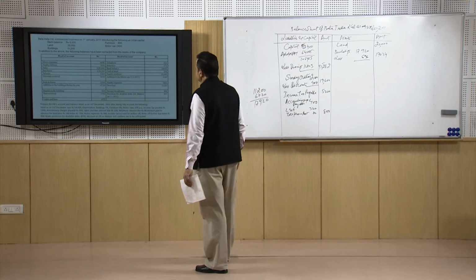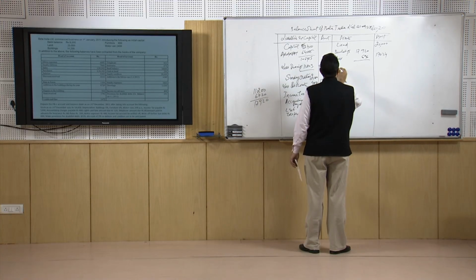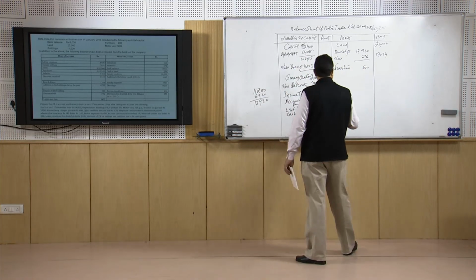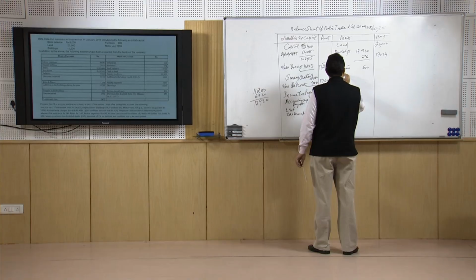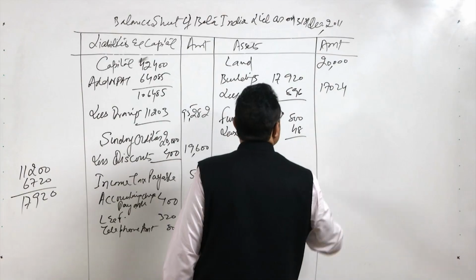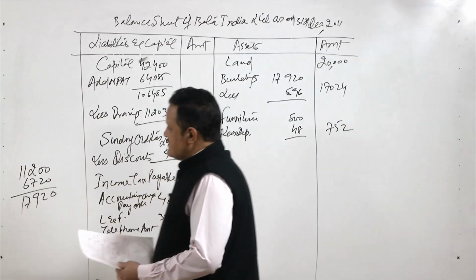Then the next item is the furniture. Furniture here is nothing, no addition during the year. So, we have furniture worth rupees 800, and we have to subtract the depreciation, and that depreciation amount is how much? 48. So this is left as 752 rupees for the furniture.